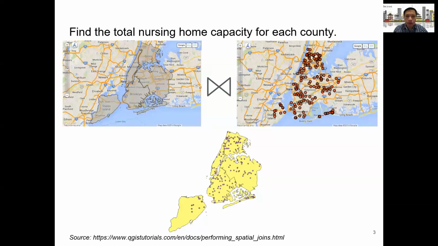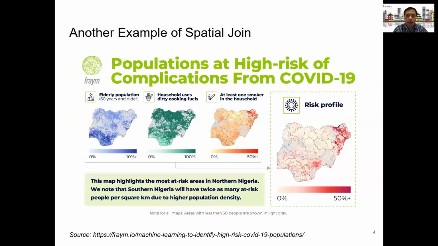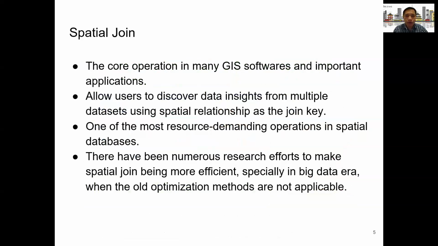Let's take a look at an example as shown in the slides. Given two datasets, one represents the county boundaries of New York, the other contains the nursing home locations in New York. Spatial join can help us to find the total nursing home capacity for each county. Another example of spatial join is that it can help the health officials to understand the spatial dynamics of at-risk populations, then make suitable responses such as health infrastructure improvements, emergency funding allocation, or preventative measures.